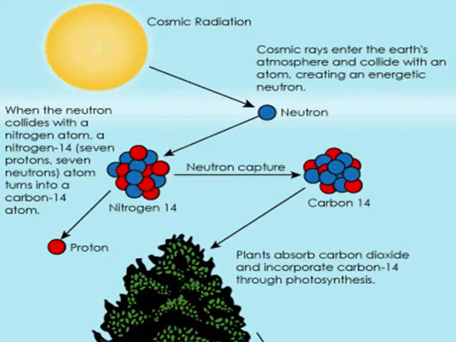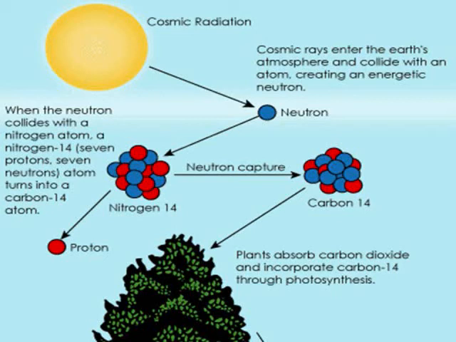Carbon dating involves the use of a radioactive isotope of carbon called carbon-14, which is produced naturally in the atmosphere. First, cosmic radiation emitted by a celestial object, such as the sun, hits an atom, causing it to become an excited neutron. This excited neutron travels in many different directions until it collides with a nitrogen-14 atom, causing a proton to be displaced, a neutron to be captured, and carbon-14 to be formed.